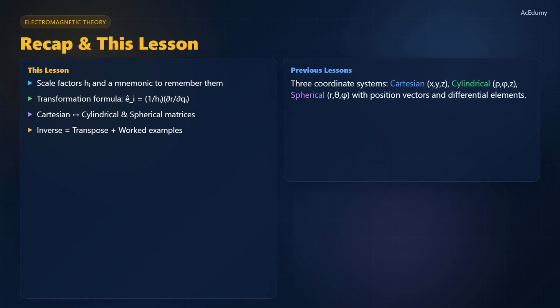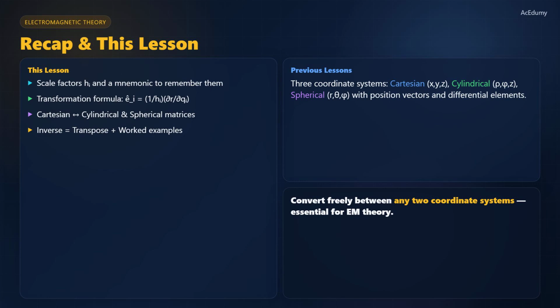In the previous lessons, we defined three coordinate systems: Cartesian, cylindrical, and spherical. We wrote the position vector and the differential elements in each system. In this lesson, we bring these systems together. We will discuss scale factors and how to remember them easily. Then, we derive the transformation matrices that convert unit vectors from one system to another. Finally, we work through examples, including cases where unit vectors from different coordinate systems appear in the same expression.